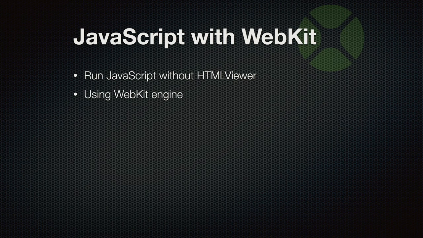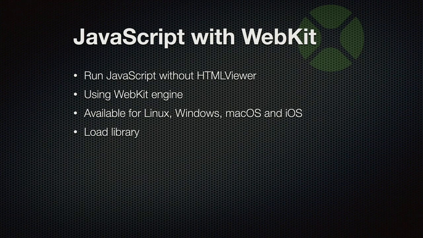And you can get the WebKit engine for Linux, Windows, macOS, and iOS. So for Mac and iOS, it's built in. For Linux, it's a package you can install. And for Windows, it's a collection of a few DLLs you can get. And the easiest way is to just have iTunes installed and just tell the plugin to load the DLLs from the iTunes folder. So you have to load the library manually on Linux and Windows. On macOS and iOS it's automatic because it's coming with the system.